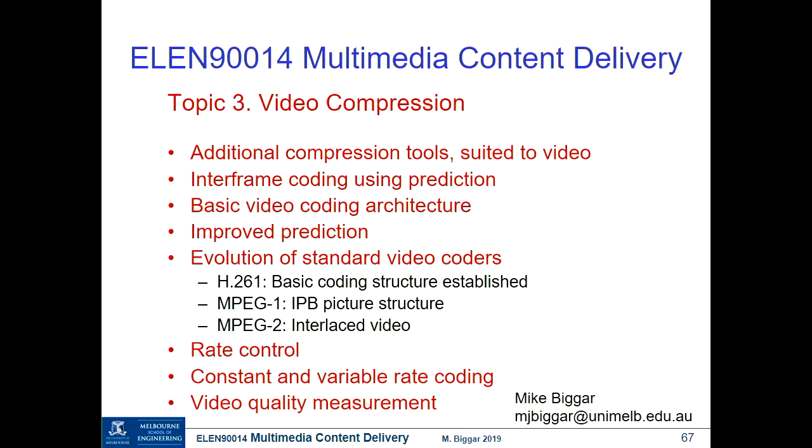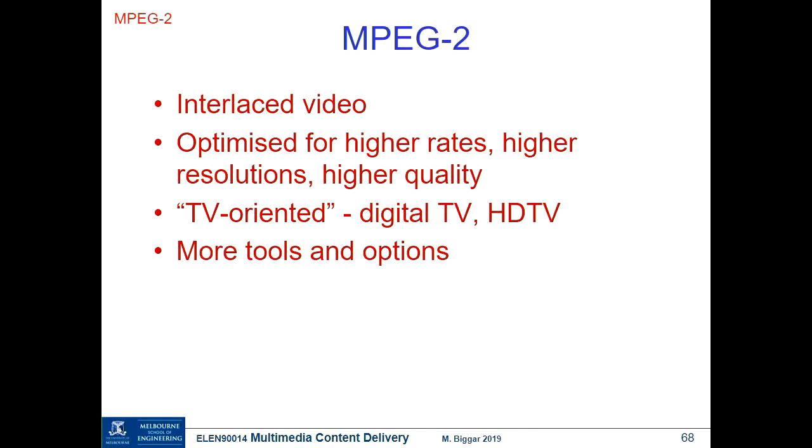Okay, so we covered MPEG-1 a bit faster than we covered H.261, because I just wanted to look at the main features of it and where they came from. And so let's do the same with MPEG-2. MPEG-1's main innovation was this IPB picture structure. What came with MPEG-2 was interlaced video. We learned what interlaced video was back in the first lecture.